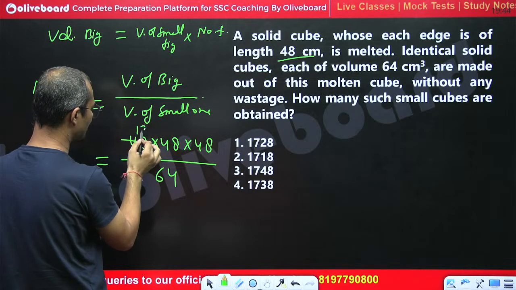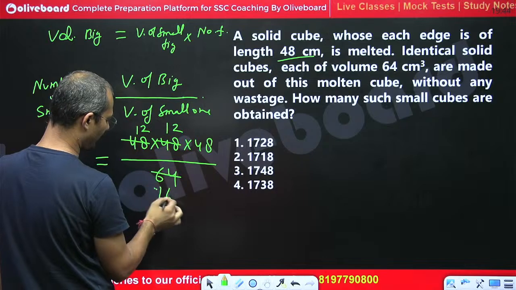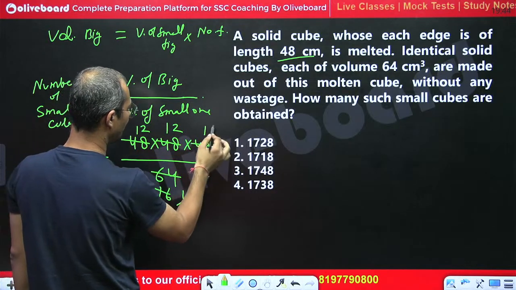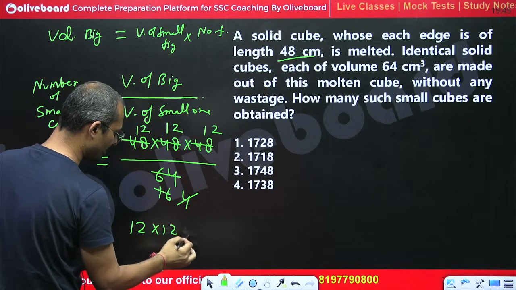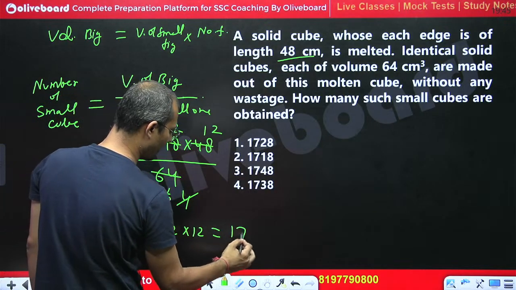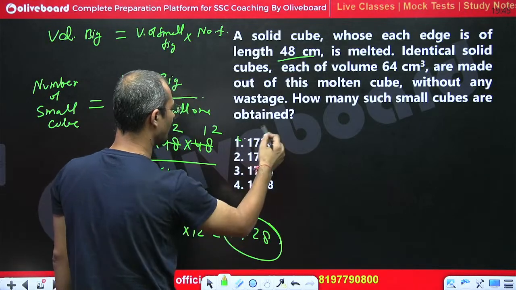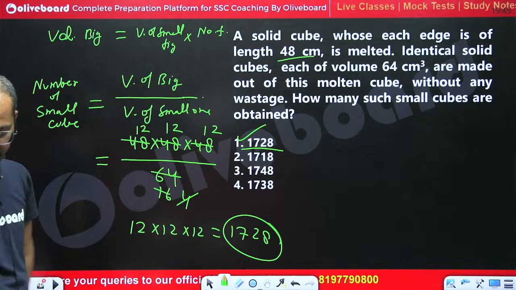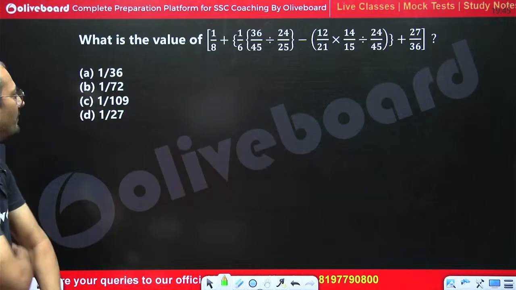So 4 twelves are 48, this would be 16 times, again 12, 4 gets cancelled, 4 into 12. 12 into 12 into 12, we would get 1728. So the total quantity of the small cubes would be 1728, right? 1728 is the right answer. Yes, you are right, Alok. 1728 is the right answer. Moving to the next question.